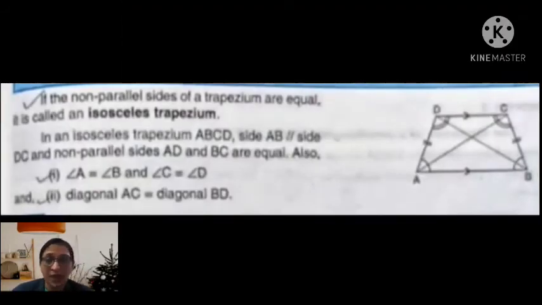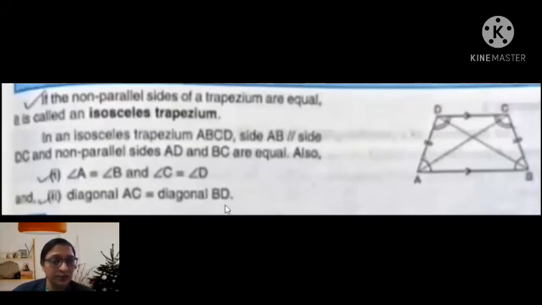The next is isosceles trapezium. An isosceles trapezium is a trapezium in which the non-parallel sides are equal. In an isosceles trapezium ABCD, side AB is parallel to side DC and non-parallel sides AD and BC are equal. Also, angle A is equal to angle B and diagonal AC equals diagonal BD.